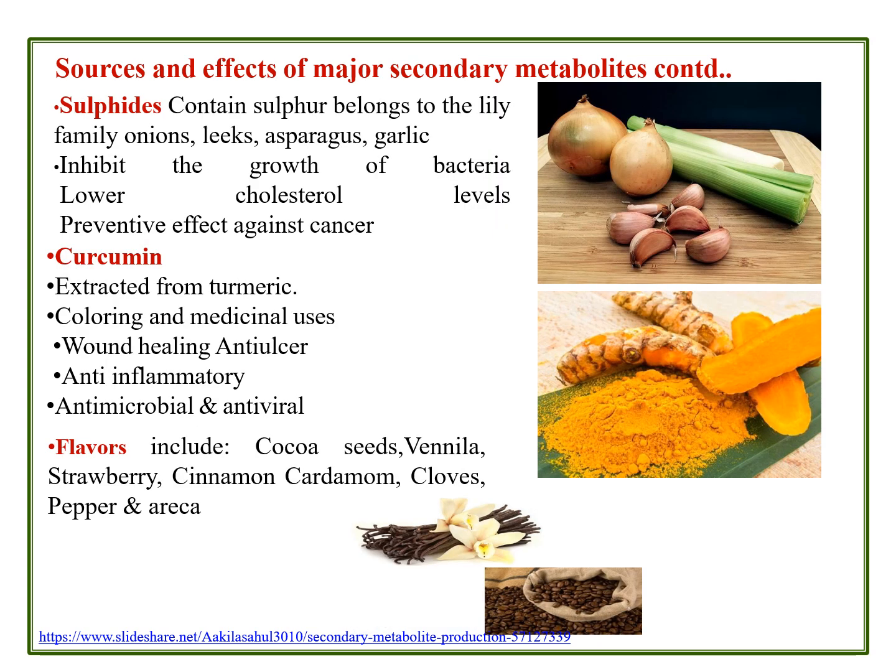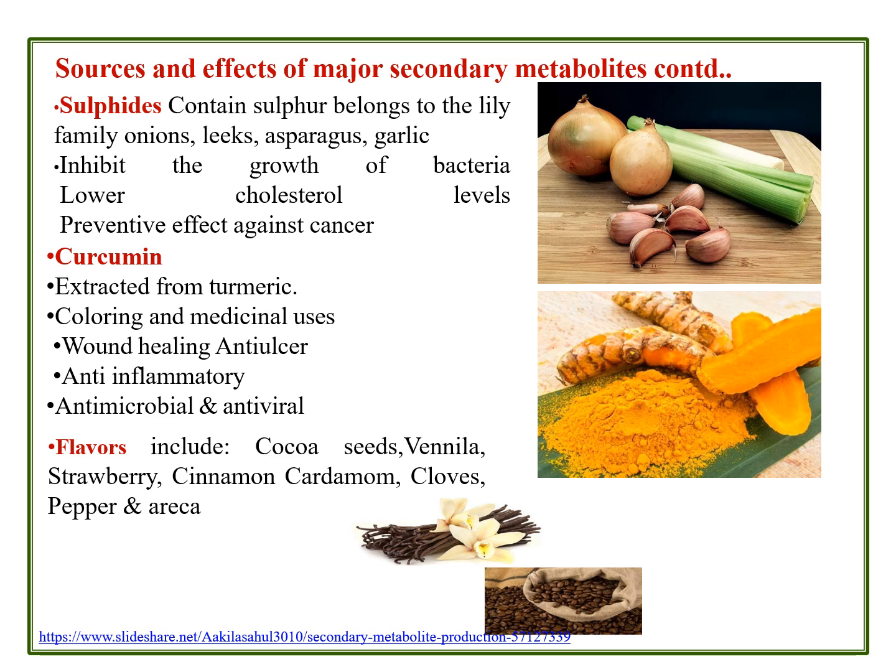Sulfides are most probably contained in onions, which belong to the lily family, leeks, asparagus, and garlic. They inhibit the growth of bacteria, lower cholesterol level, and are preventive against cancer. Curcumin, one of the best alkaloids, is obtained from Curcuma longa, turmeric, used as a coloring agent and for medicinal uses. Wound healing, anti-ulcer, anti-inflammatory, antimicrobial, and antiviral compound, that is curcumin.